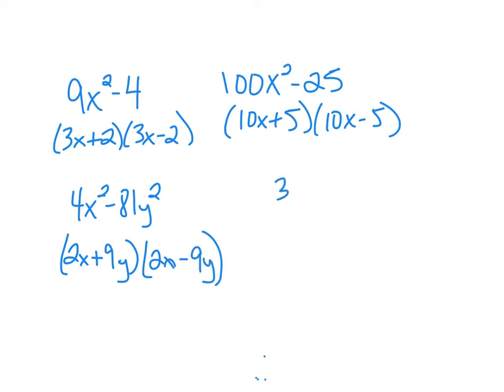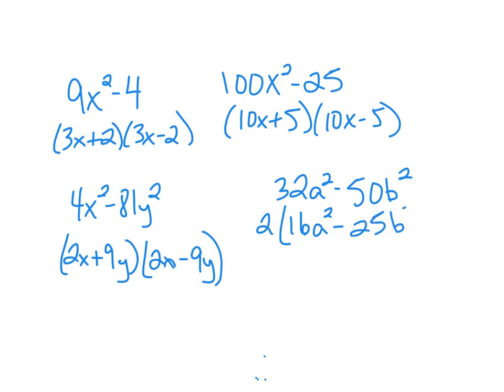And one last example, 32a squared minus 50b squared. So at first glance, this might look like this is one that wouldn't factor like the others. But if you'll notice, I could take out a common factor first. 32 and 50 could both be divided by 2. So I'm going to take out a 2. That's going to leave me with 16a squared minus 25b squared.